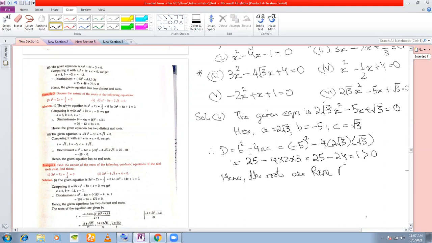Can we say that the roots are rational? Yes. Can anyone tell me whether we can say that the roots are rational? No, sir. Why? Sir, because 1 is not a perfect square. Why is 1 not a perfect square? 1 is equal to 1 square. Here d is equal to 1, the smallest number that is a perfect square. So the roots are rational also. Real, rational, and unequal.